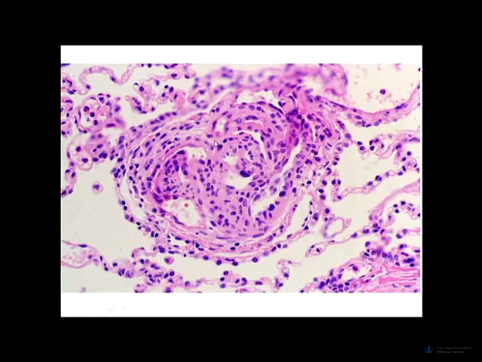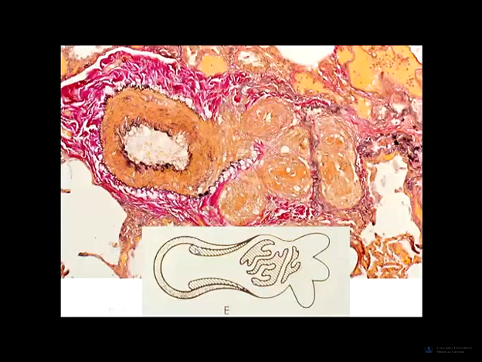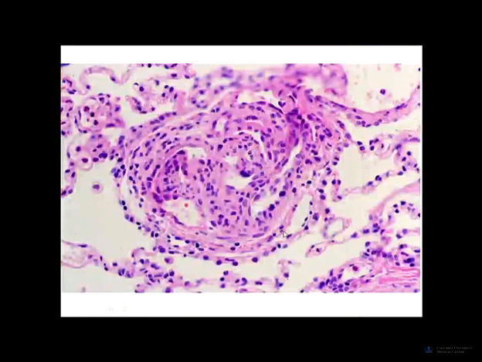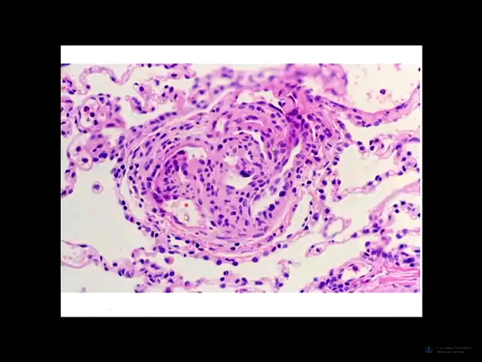Here's an example of a sieve-like proliferation, which is one of the highest grades, let's go back to the grading system, in this grade 4 and grade 5 lesion, and we refer to that as plexiform arteriopathy. We distinguish that a little bit from this because this is more of a primary lesion of proliferation that's causing occlusion of the vessel and is the histology of forms of primary pulmonary hypertension that occur in young women.